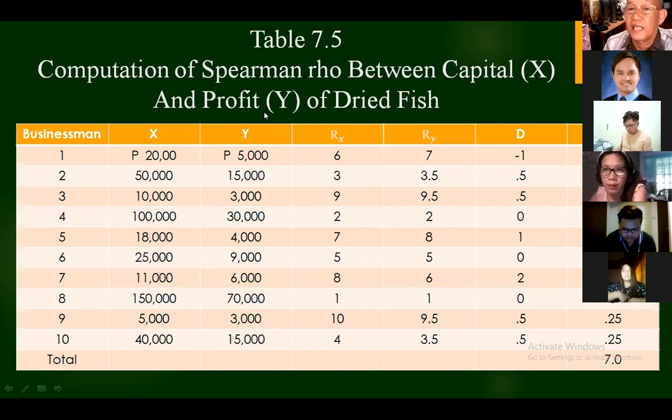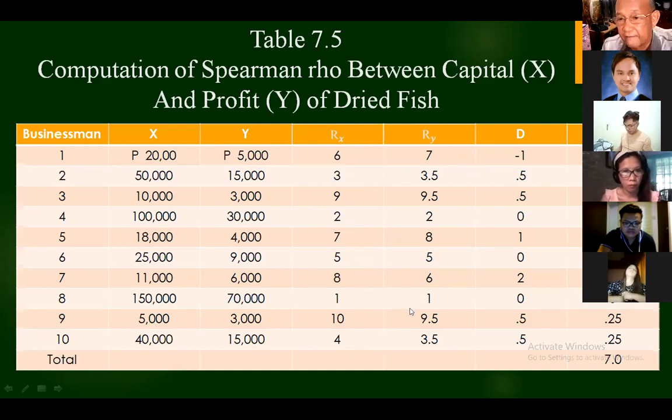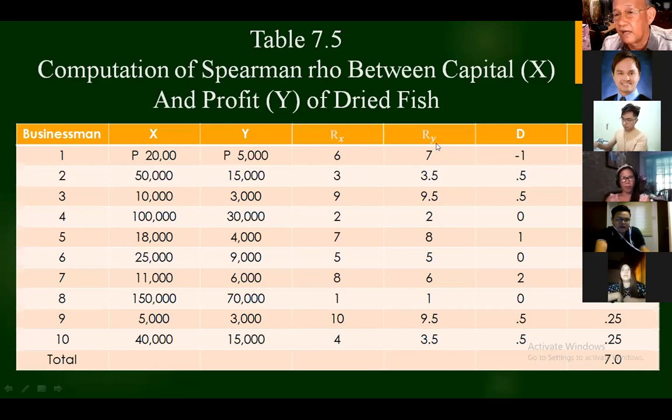So napakadali. Highest profit generated, 70,000. Correct? Kaya rank 1 siya. Second highest? 30,000. Kaya rank 2. Okay? Next is 15,000. Dalawa yung nakakuha, no? 15 at saka 15 dito. So use 3 and 4 and get the average of the rank. Kaya 3.5 and 3.5. And so on. Malinaw yung rank of X and rank of Y? Yes, sir.